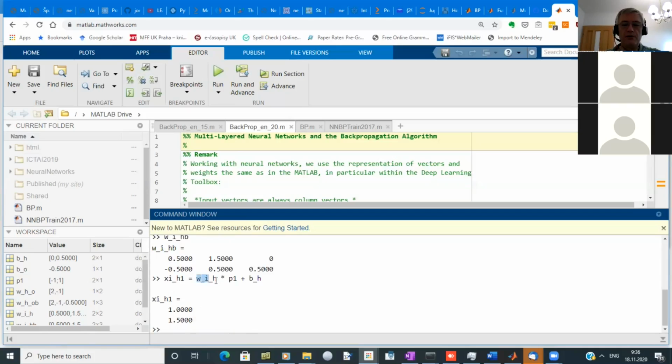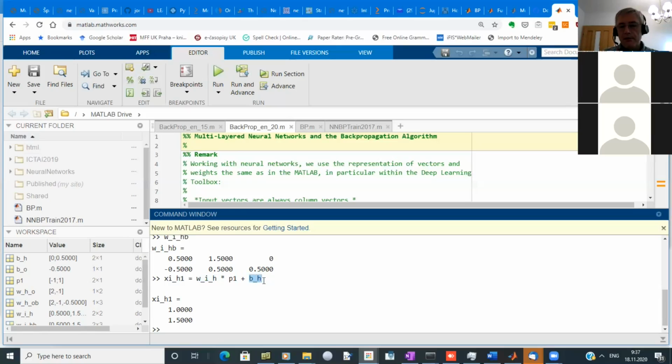So we know that the first row of the matrix W underscore I underscore H contains the weights leading from the input neurons to the first hidden neuron, times P1. This will compute the matrix multiplication. So we obtain the weighted sum of the inputs, and we add the bias. Okay, this is correct.